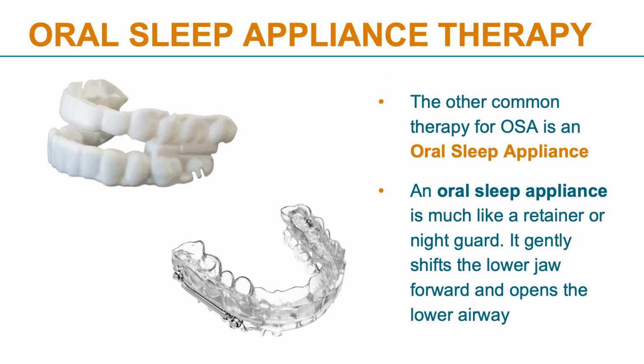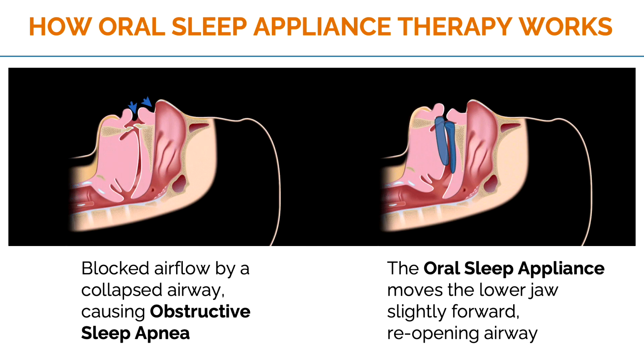The other common therapy for obstructive sleep apnea is oral sleep appliance therapy. An oral sleep appliance is much like a retainer or night guard. It gently shifts the lower jaw forward and opens the lower airway. The picture on the left demonstrates a blocked airflow by a collapsed airway causing obstructive sleep apnea. The picture on the right of the screen demonstrates how the oral sleep appliance moves the lower jaw slightly forward, reopening the airway and treating obstructive sleep apnea.